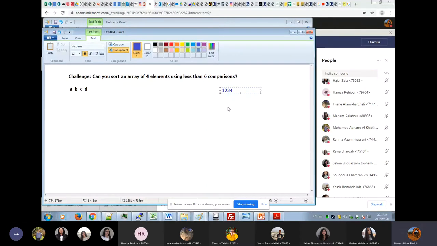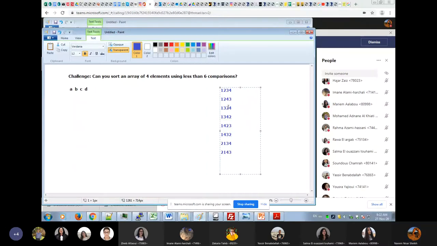1, 2, 3, 4. I'm going to write all of these. 1, 2, 3, 4. Let me just make some space. 1, 2, 4, 3. 1, 3, 2, 4. 1, 3, 4, 2. 4 factorial is 24, right? 1, 4, 2, 3, and 1, 4, 3, 2, and then I start with 2: 2, 1, 3, 4, 2, 1, 4, 3, 2, 3, 1, 4, 2, 3, 4, 1.